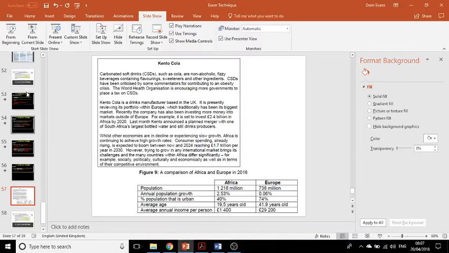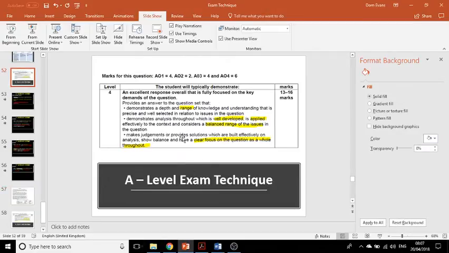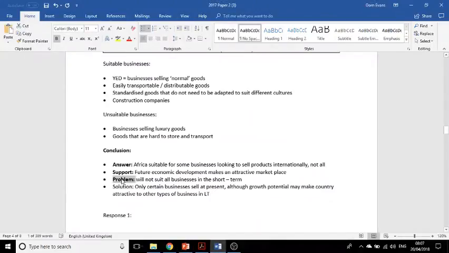Remember, in our description of a really top-level answer, AQA have said that a judgment that shows balance. So identifying a problem is that it's not going to suit all businesses in the short term, particularly those ones selling luxury goods like we've mentioned before.